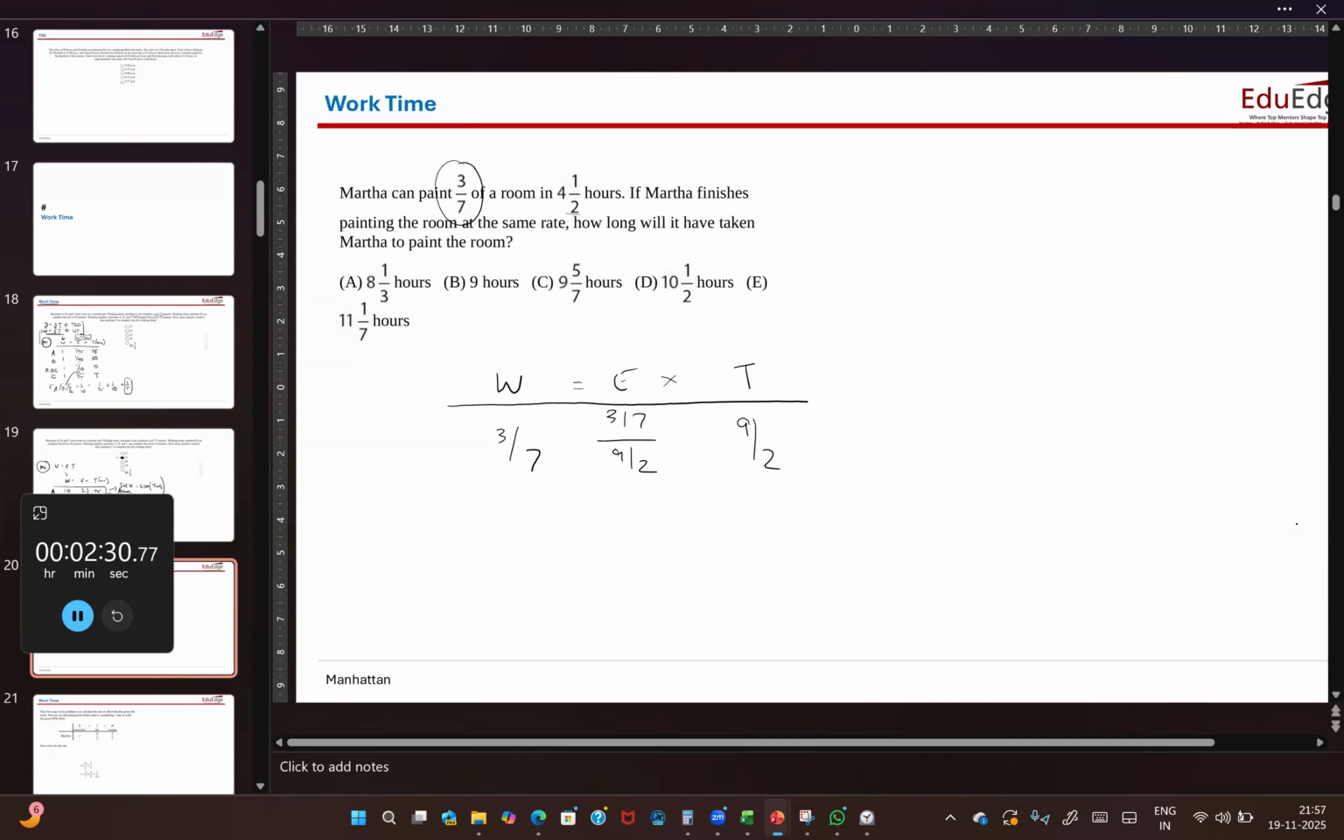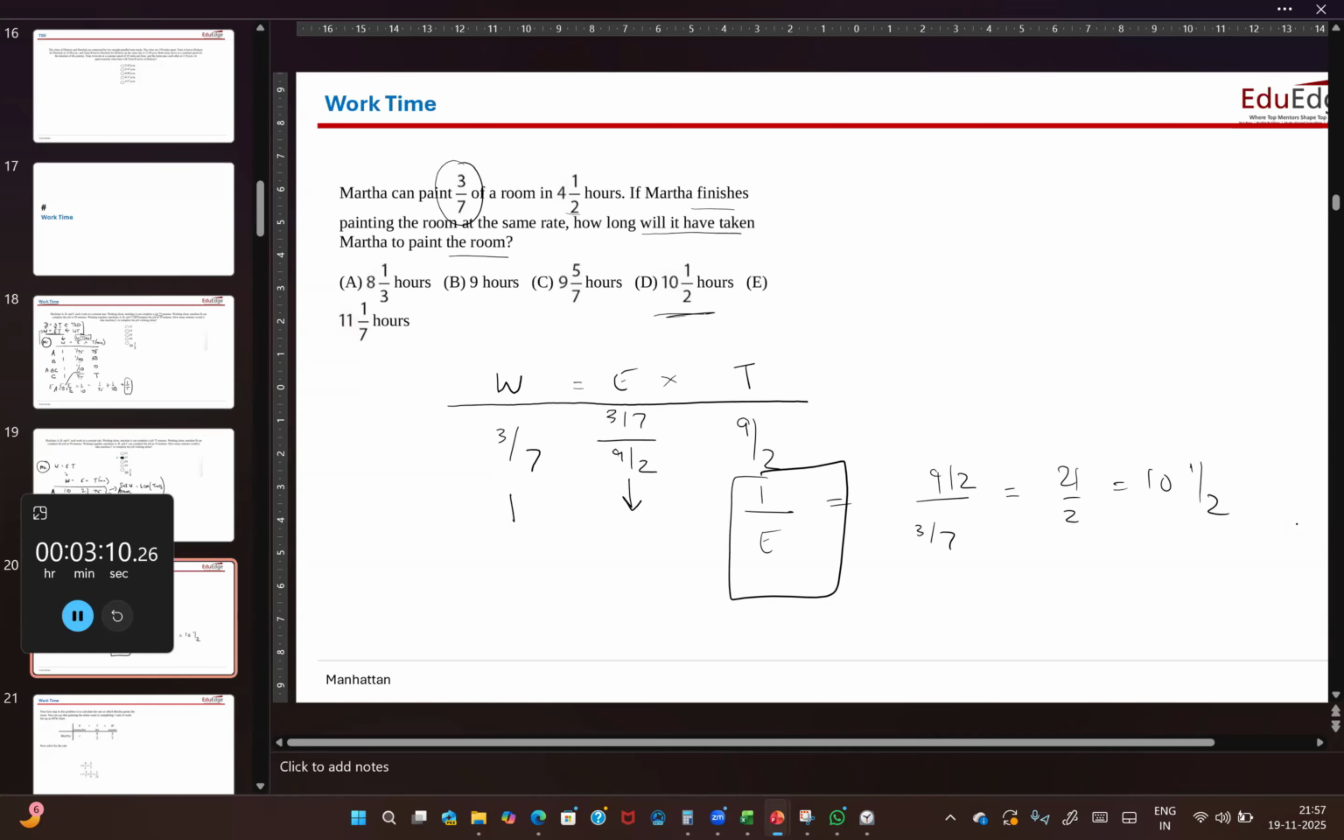Then they're asking if Martha finishes painting the room at the same rate, how long will it have taken her to paint the entire room? So can I say what is the time taken for work equal to one? Obviously, efficiency remains the same. So time will be 1 divided by efficiency, correct? Which is 1 divided by this 3/7, and then 9/2 goes in the numerator. And this is 21/2. So 10 and a half.